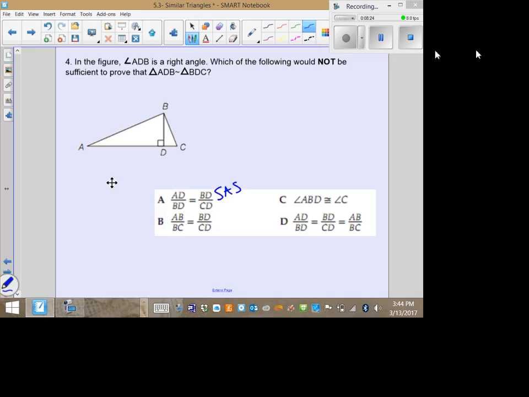If we had angle ABD congruent to angle C, that would give us angle-angle similarity. If we had AB over BC, that would be matching our hypotenuse. And then BD over CD, but that would be matching the two shorter sides, but note that here our angle is not between the two sides. So our answer would be B would not give us enough information because our angle would not be between the two sides.